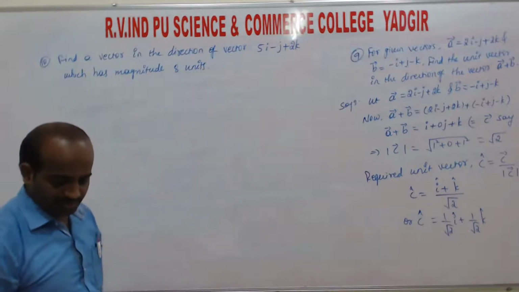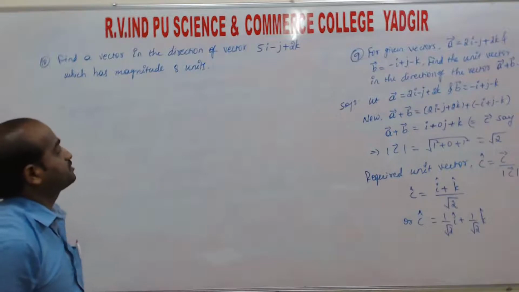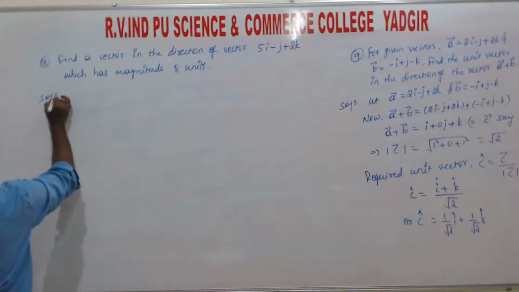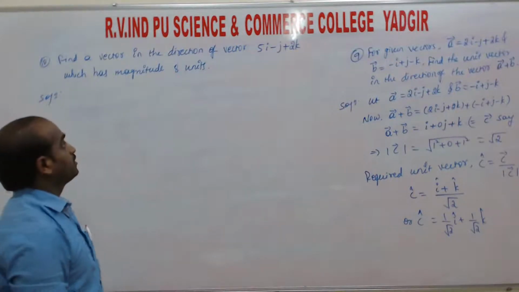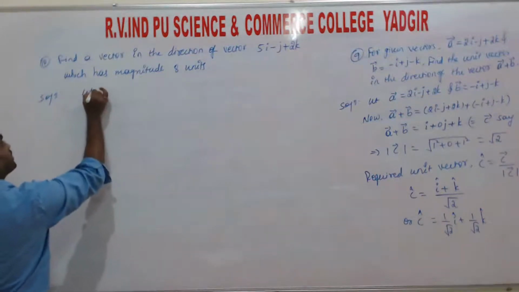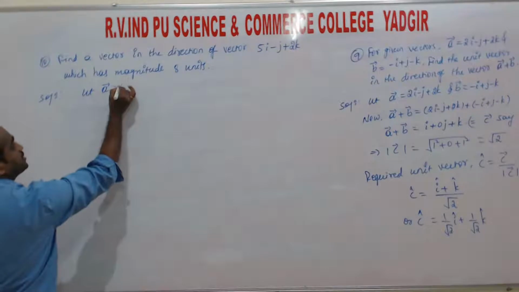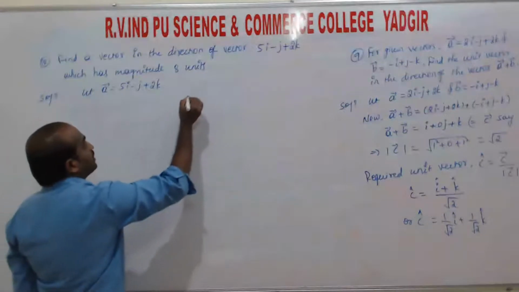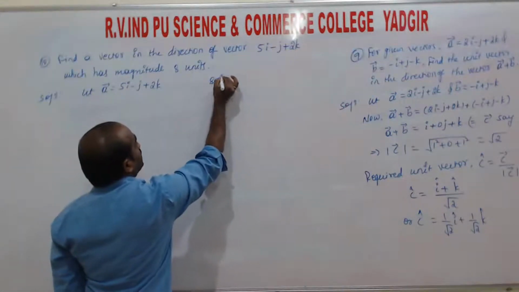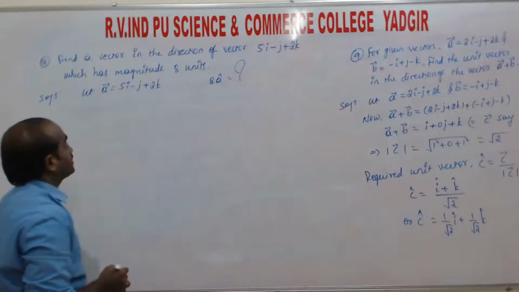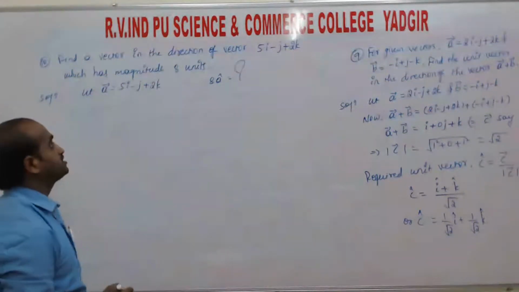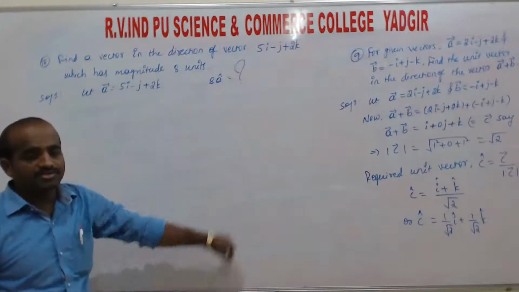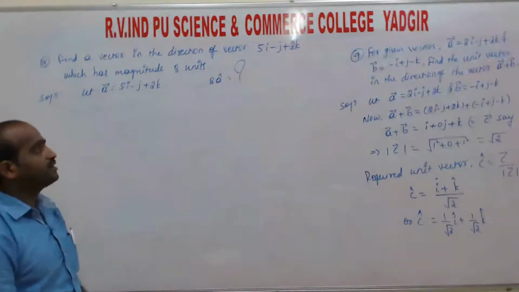A vector having magnitude equal to something and in the direction of a vector. Now a vector is this, only a vector is given. Then a vector is equal to 5i minus j plus 2k. Find a vector in the direction of vector 5i minus j plus 2k which has magnitude 8 units. It is 8 into a cap. First you have to find a cap.